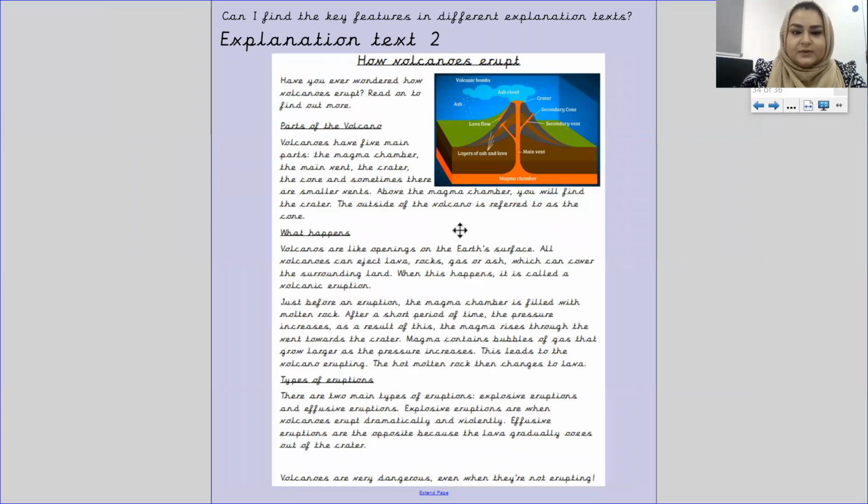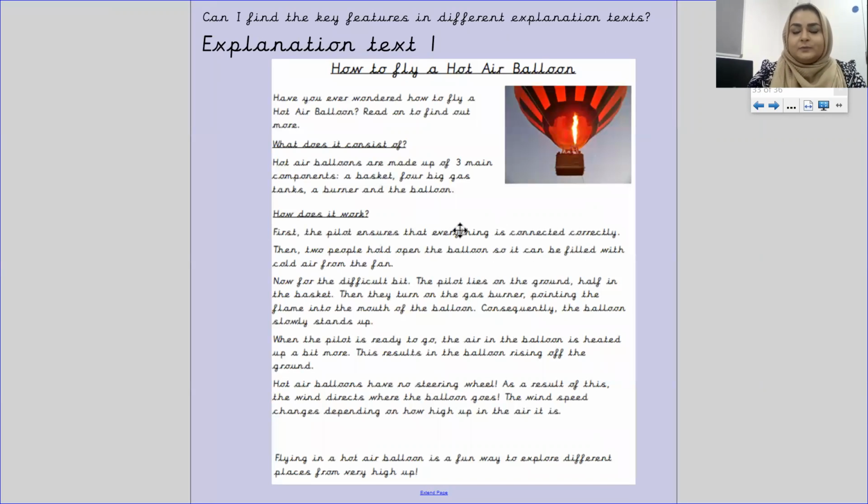Types of eruptions. There are two main types of eruptions: explosive eruptions and effusive eruptions. Explosive eruptions are when volcanoes erupt dramatically and violently. Effusive eruptions are the opposite because the lava gradually oozes out of the crater. Volcanoes are very dangerous even when they are not erupting. So, you have two explanation texts here.